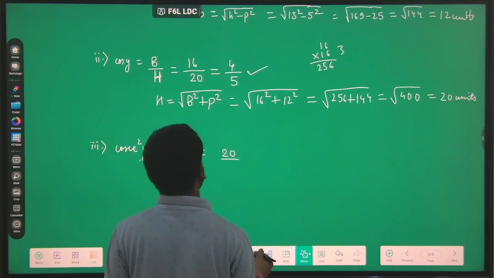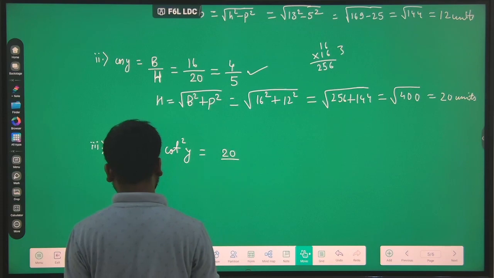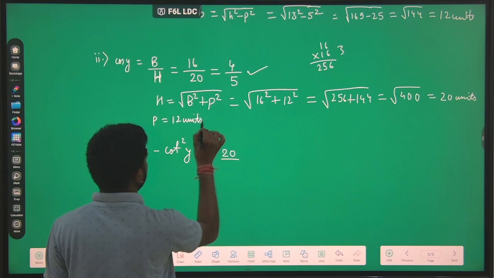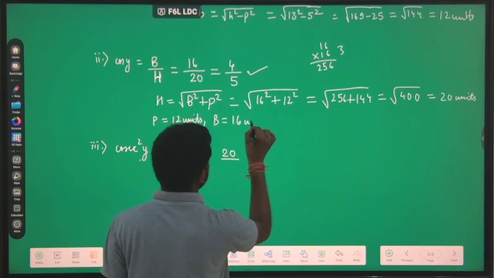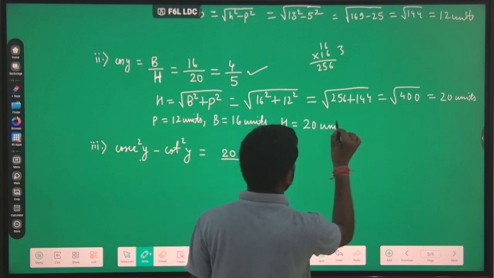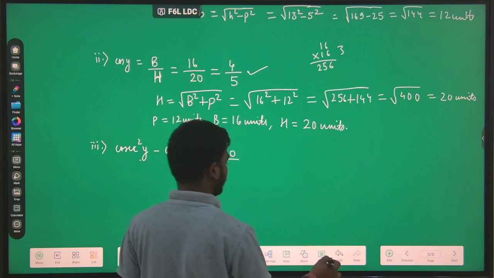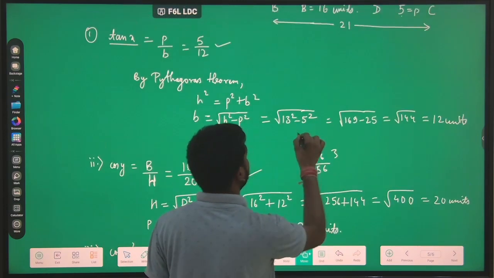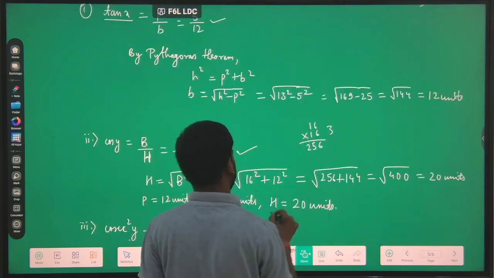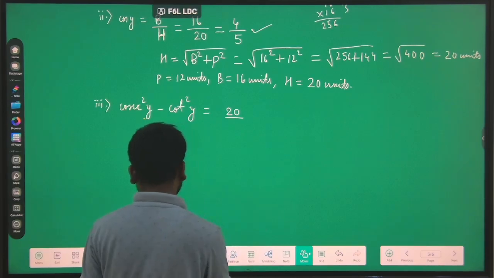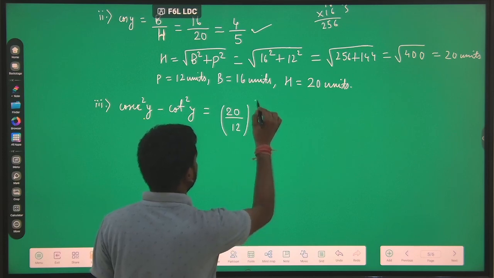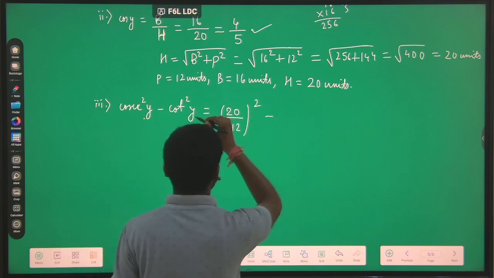For y, the P is 12 units. So let me write P as 12 units, B as 16 units, and H as 20 units for triangle ABD. Okay. So here cosec of y will be (20 upon 12) to the power 2 minus cotangent of y.